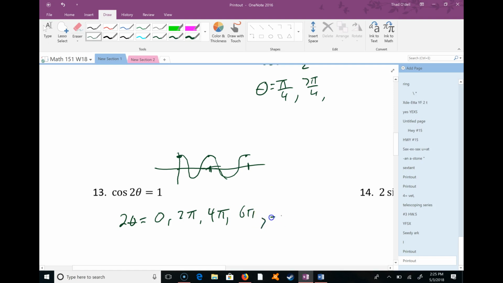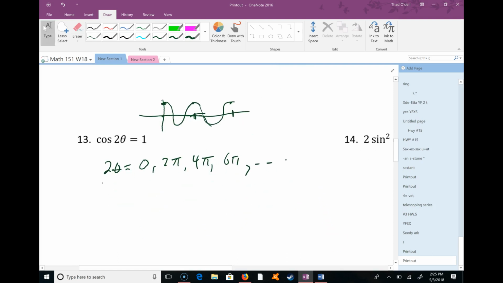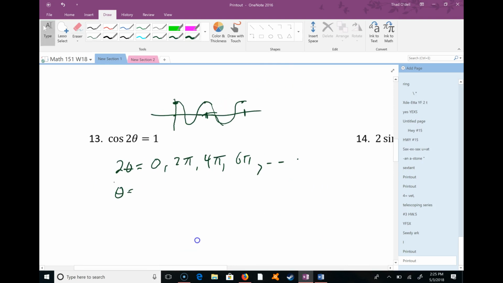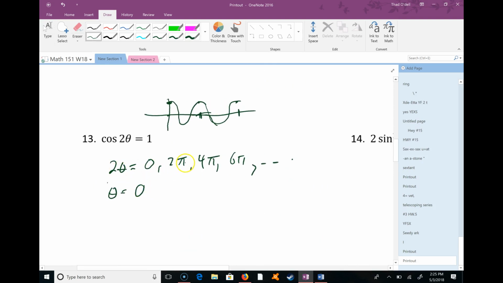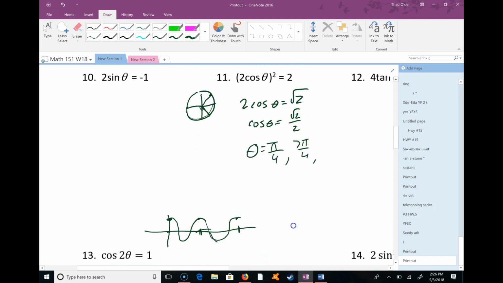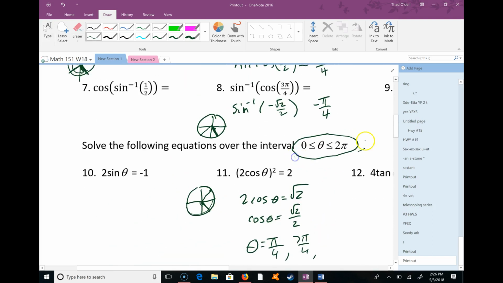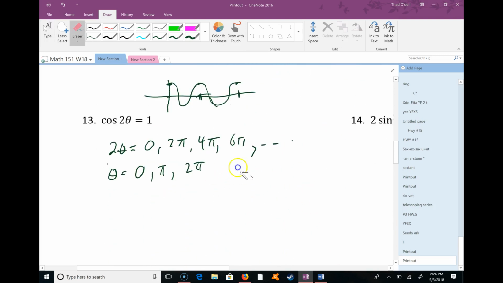6 pi, etc., right? But notice what we've found so far is 2 theta. I'm actually looking for what theta is, so I have to divide all those by 2. So then I get theta is equal to 0 divided by 2 is 0, 2 pi divided by 2 is pi, 4 pi divided by 2 is 2 pi, and 6 pi divided by 2 is 3 pi. But notice 3 pi is outside the interval, right? I'm looking for all my answers between 0 and 2 pi. So I don't need that one. That's outside the interval. So my answers would be 0, pi, and 2 pi. Okay?